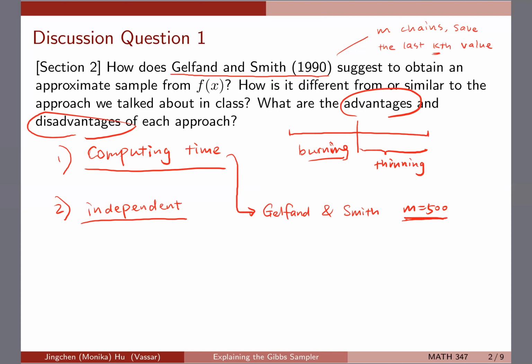Right, so I think the goal is that we want to get a certain number of draws. Let's say we want 1,000 independent draws. In the case of Gelfand and Smith, if the goal is to get a total of 1,000 draws, you will have to run 1,000 different chains, right? So for Gelfand and Smith, your m is 1,000.